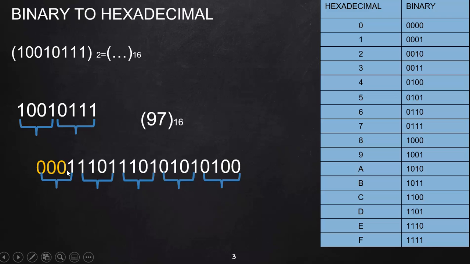Okay, so this one is 0001, which is equivalent to hexadecimal 1, and this 1101 is equivalent to hexadecimal D, and this again 1101 is equivalent to hexadecimal D. 0101 is equivalent to hexadecimal 5. 0100 is equivalent to hexadecimal 4. So this is our hexadecimal equivalent of this given binary number.